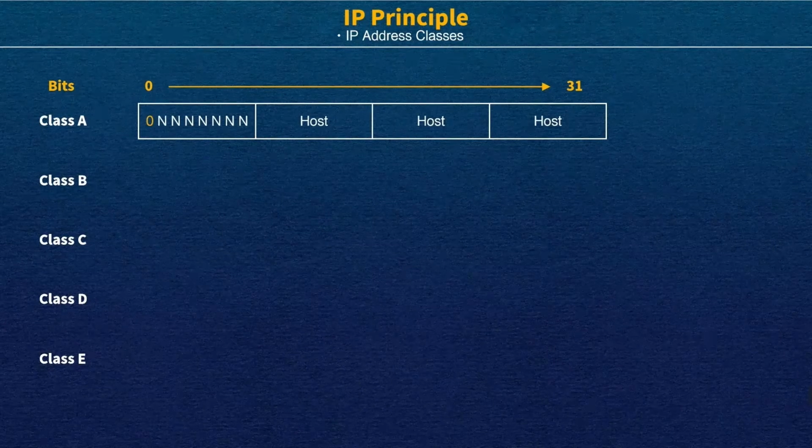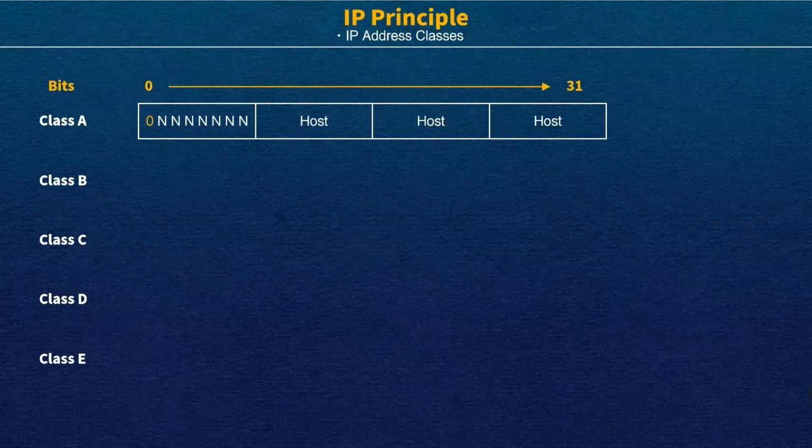Pay attention to class A. About class A, we directly give the definition: the first 8 bits become the network part, and the rest 24 bits are the host part. And another definition is that the first bit is fixed, and is 0. This is the definition of class A.